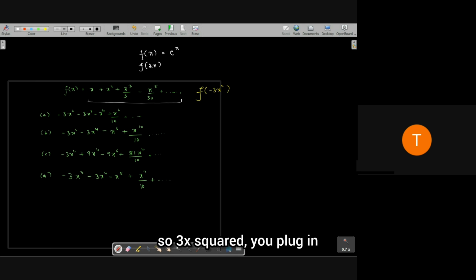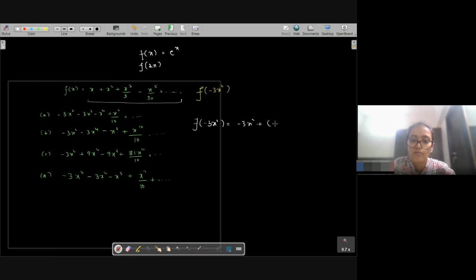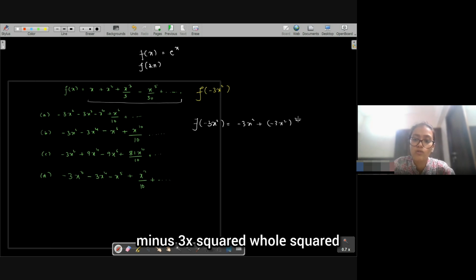So 3x squared, you plug in that for x cubed. That's 3x to the sixth. Over 3 factorial, which is 3 times 2 is 6. Minus 3x squared plus minus 3x squared whole squared.